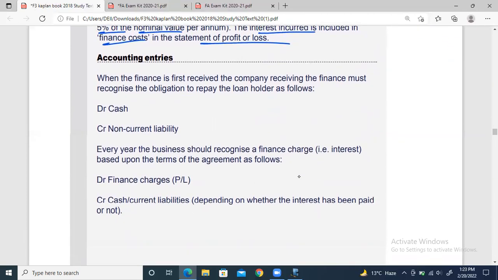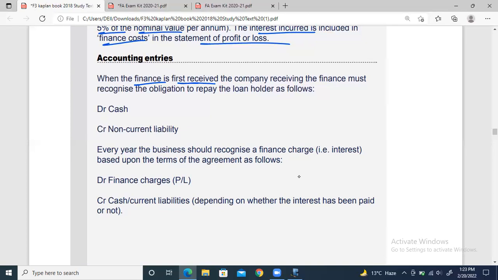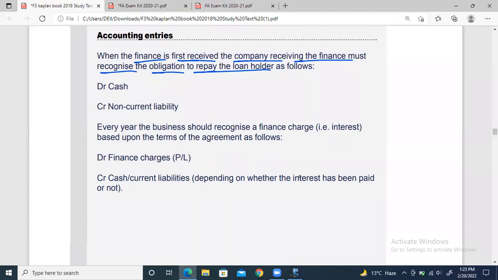Now let's see the accounting entries as well. Because this is a liability, a debt, the accounting entries will be very, very simple. When finance is first received by the company, it must recognize the obligation to repay the loan. What is the first double entry? We are the company, receiving the cash, so the cash of our company will increase because investors are paying us. So debit cash and credit non-current liability. It's just treated as a loan. There is no difference between loan notes and a loan.